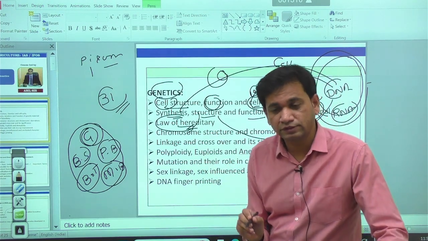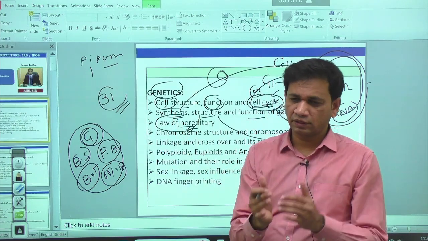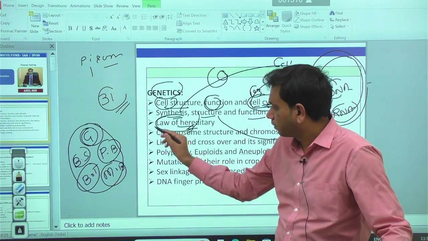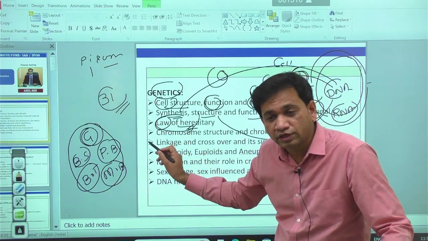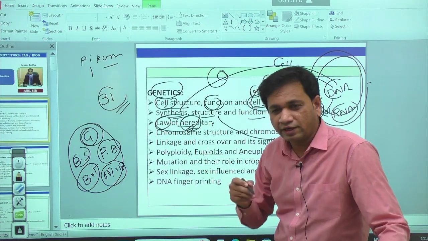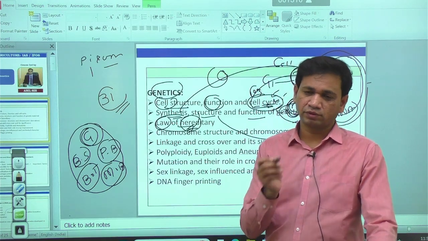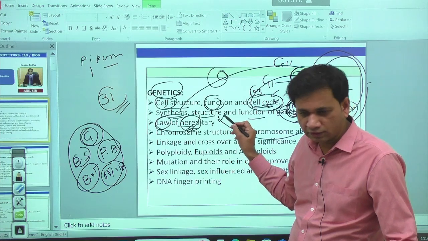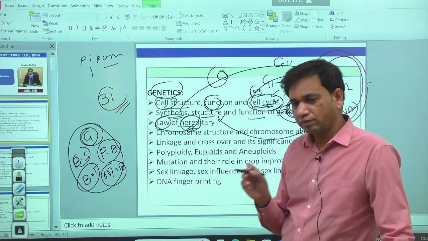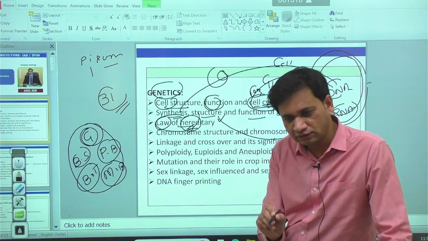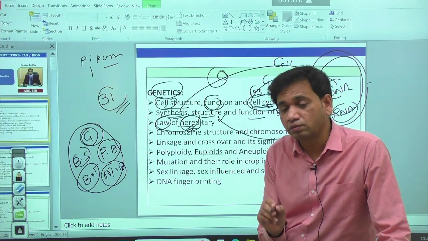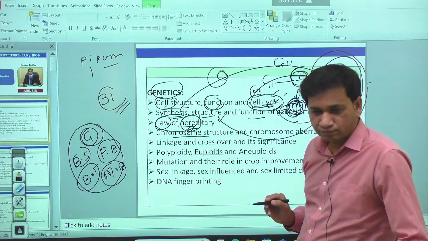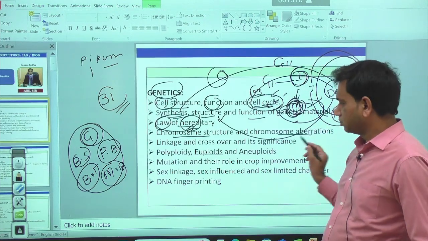Remember the point: laws of heredity is a very broad concept. Within that there are many theories to define heredity. Laws mean framing the rules and regulations to study how the inheritance of characters takes place from one generation to another generation. That is the syllabus we have here, right? Within that we have the cytoplasmic inheritance, Mendel laws, and the chromosomal linkage theory. Then apart from that we have the chromosome structure and chromosome aberration.